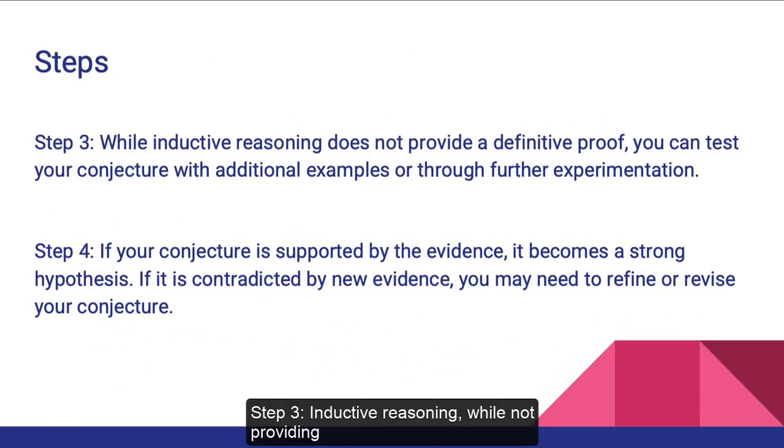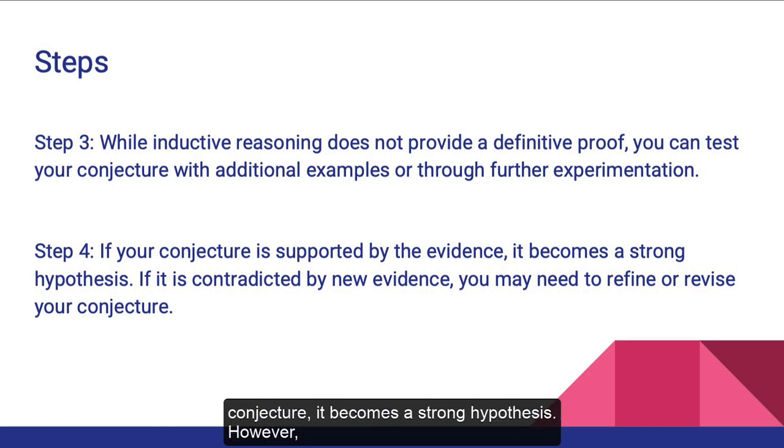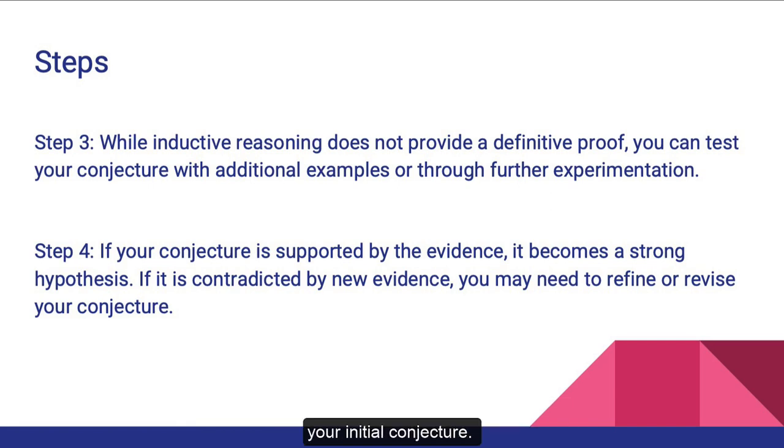Step 3. Inductive reasoning, while not providing definitive proof, allows you to test your hypothesis or conjecture by looking at additional examples or conducting further experimentation. Step 4. If the evidence supports your conjecture, it becomes a strong hypothesis. However, if new evidence contradicts it, you may need to refine or revise your initial conjecture.